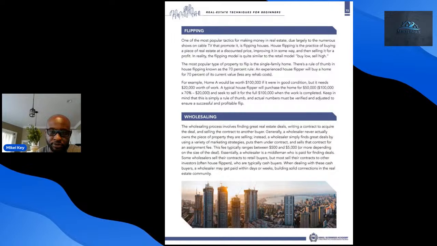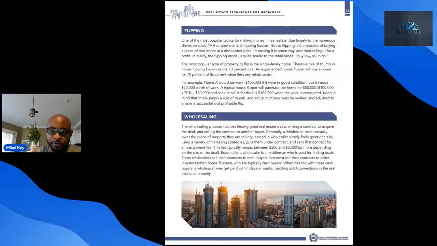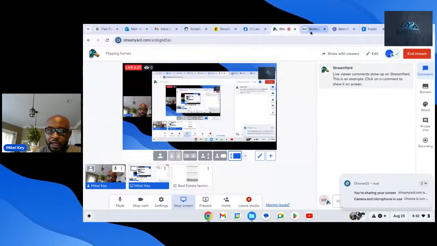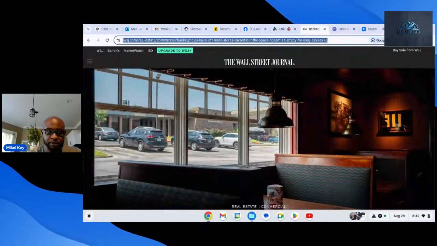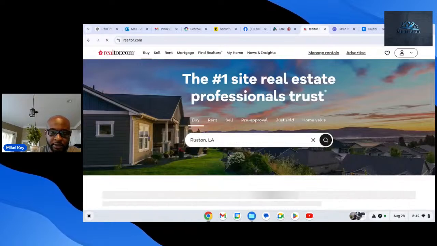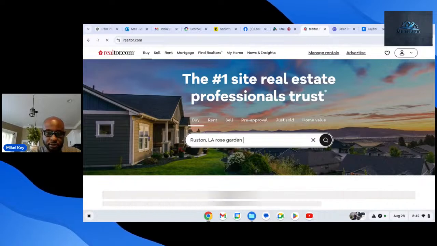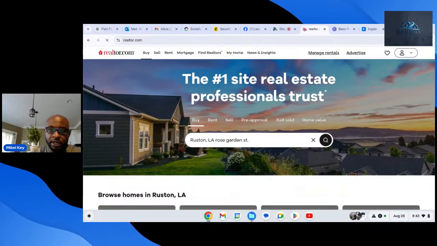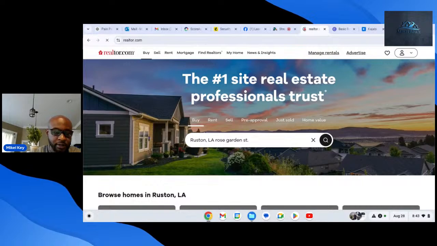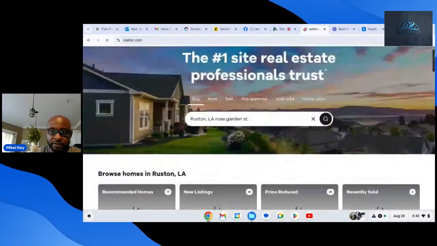So I'm going to share my screen with you. Okay. And what we're going to do is go out and play around with the after repair value right quick. So let's go to realtor.com. Okay. And I'm going to take Ruston, Louisiana, and let's go to Rose Garden Street. Okay, so that's the street that I live on. So I'm going to take this, and what I want to do is look for some properties that have recently sold.